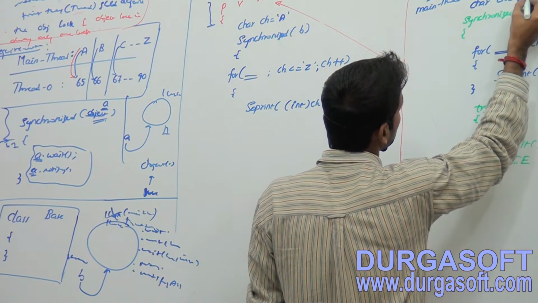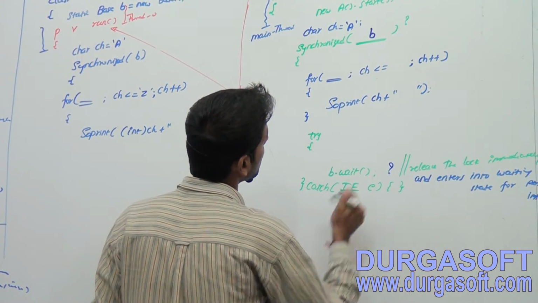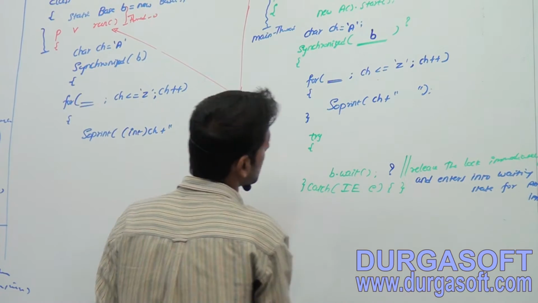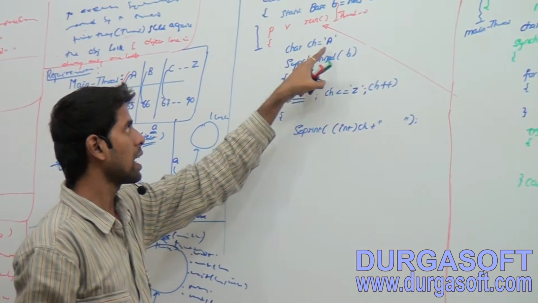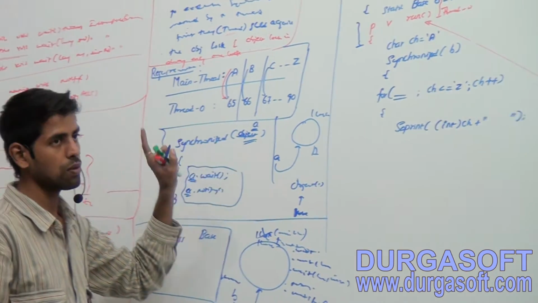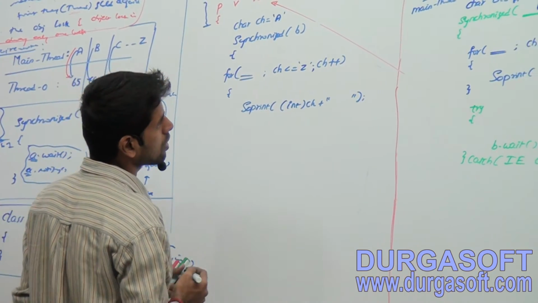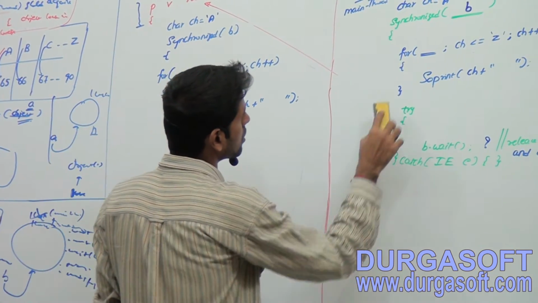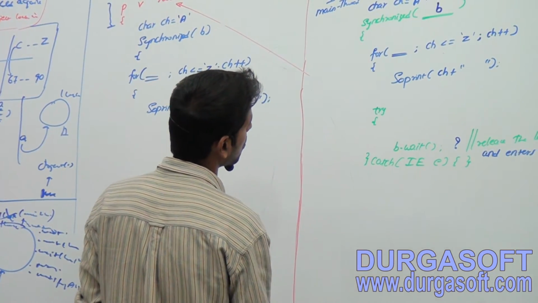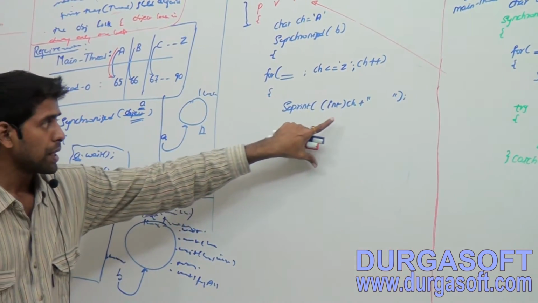Take what? Capital A. Here also take what? Capital Z. Okay, capital Z. Now observe here, this char I converted to int. So you will get what? 65. Now observe here, this should not end here, the for loop. Okay, now observe here, it has printed this one.